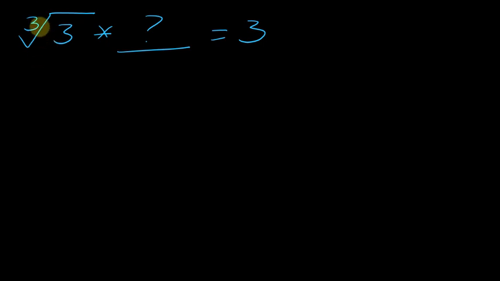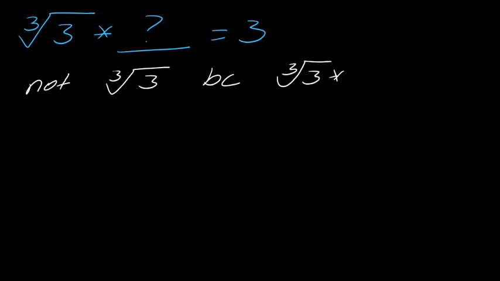So my question is, if I have the cube root of 3, what do I have to multiply that by so that I end up getting just 3? Well, we know that it's not the cube root of 3. We already looked at that, right? The cube root of 3 times the cube root of 3 will equal the cube root of 9. That will not get me to actually 3, right? So now you just have to think about which cube root will actually get you to 3.